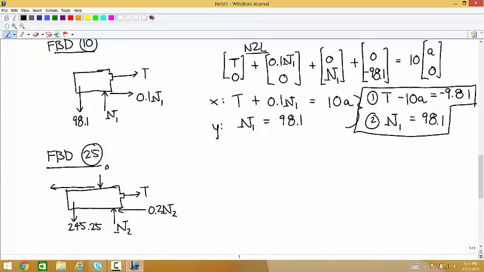So this is 98.1. The friction force is 0.1 times 98.1, so this is 9.81.